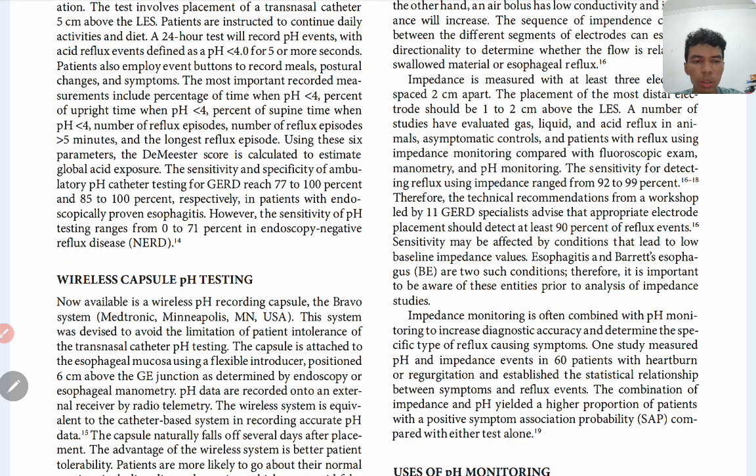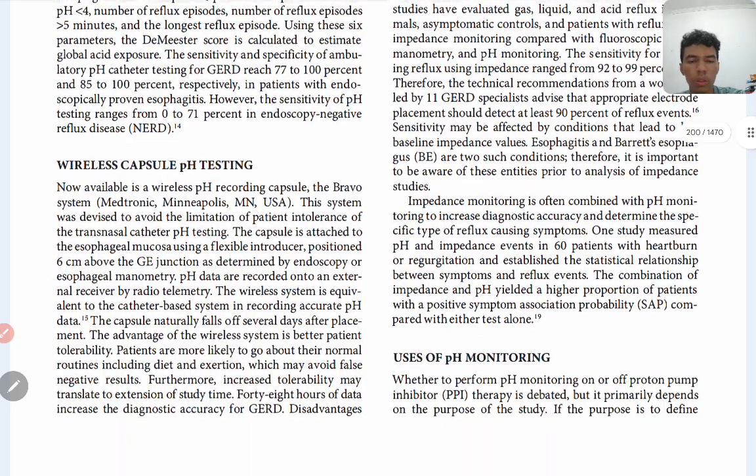Impedance monitoring is often combined with pH monitoring to increase diagnostic accuracy and determine the specific type of reflux causing symptoms. One study measured pH and impedance in 60 patients with heartburn and regurgitation and established the statistical relationship between symptoms and reflux events. The combination of impedance and pH yields a higher proportion of patients with a positive symptom association probability, or SAP, compared with either test alone.